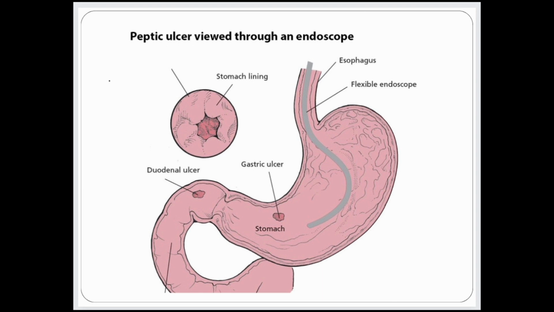In this picture you can see how, through an endoscope, we can view a peptic ulcer. You can see a gastric ulcer, and you can see the duodenal ulcer. It seems like a small ulcer or a wound which is present inside the stomach lining.